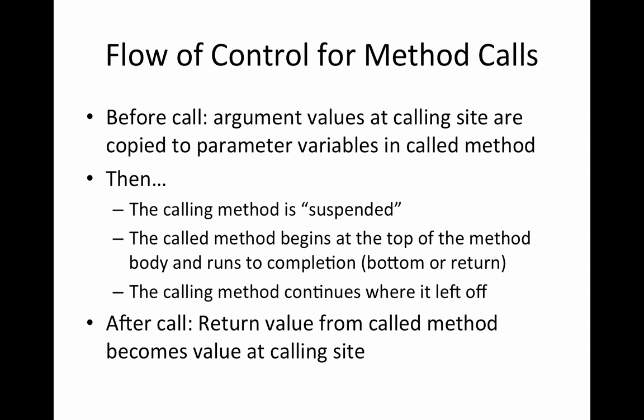After the call, the return value from the called method becomes a value at the calling site. For example, suppose we are continuing the story about the sum method that we had before. The calling method might have a line saying int z equals sum of 1, 2, semicolon. The return value from the called method, which will be the sum of 1 and 2, which is 3, will become the value at the calling site. It will become the value of variable z.